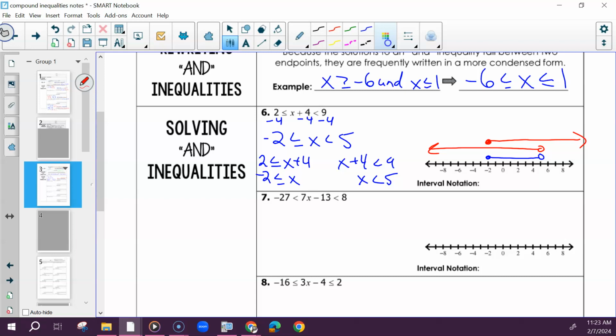So we're going to start this at -2. Would that be parentheses or brackets? Bracket. And we would end at 5, parentheses or bracket? So these ones should not have infinity. Even though the other two keep going, we're just looking at where do they overlap. Questions on that?